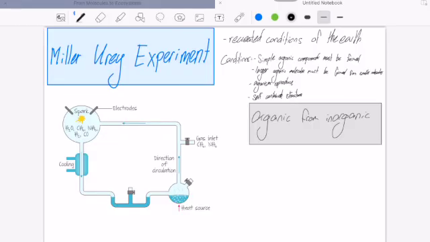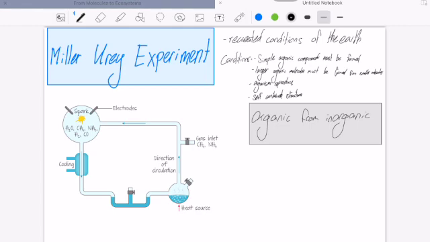Next, we're going to talk about the Miller-Urey experiment. But before we do that, we must discuss how the first cell came to be. First prokaryotic cell, I must be specific about. So in the 1920s, there was a hypothesis for how life could have originated on Earth. This was done by Alexander Oparin and J.B.S. Haldane.